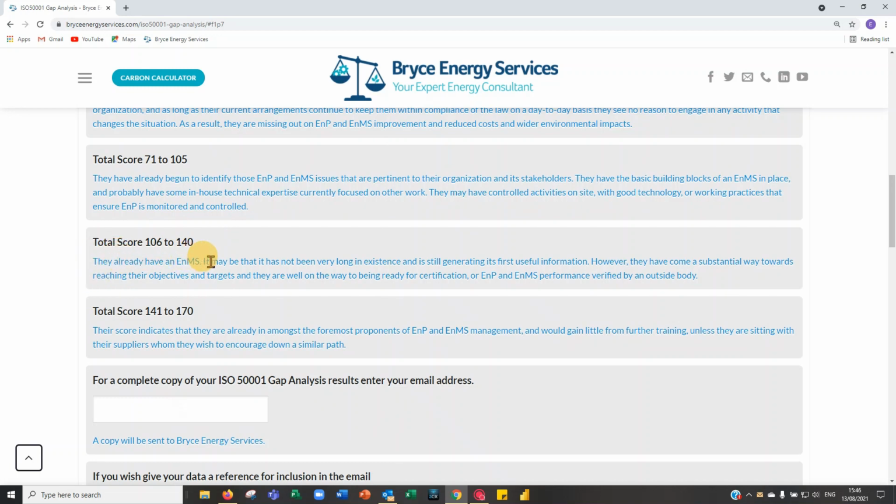You already have an energy management system. It may be that it's not very long in existence, so perhaps you're in year 1, year 2 of your process, but you have come a substantial way towards reaching the objectives and targets for ISO 50001 certification, and having that verified by an outside body.